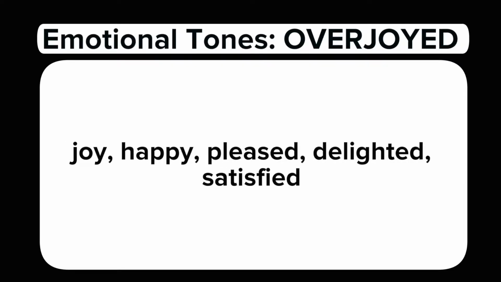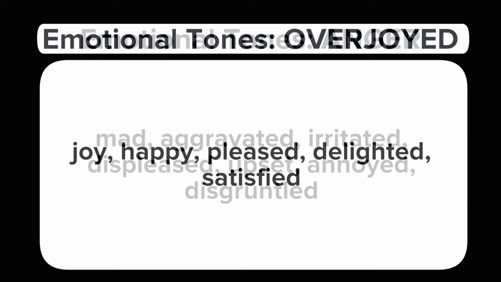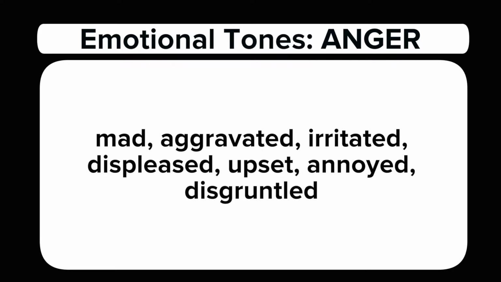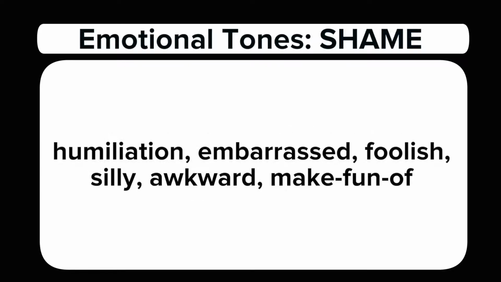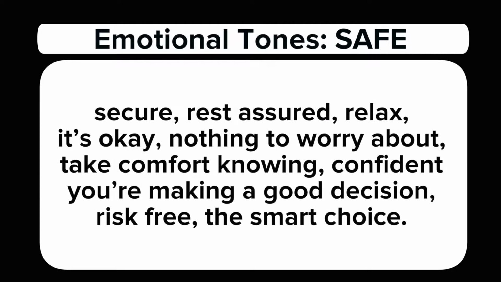For overjoyed, there is joy, happy, pleased, delighted, satisfied. Anger, we have mad, aggravated, irritated, displeased, upset, annoyed, disgruntled. Shame, we have humiliated, embarrassed, foolish, silly, awkward, made fun of. Now, here are some more words for you for safe. Secure, rest assured, relax, it's okay, nothing to worry about. Take comfort in knowing, or confident you're making a good decision, risk-free, and the smart choice. Now, these words are simply softer, but they point to and stimulate the primary emotions without being so in-your-face obvious.